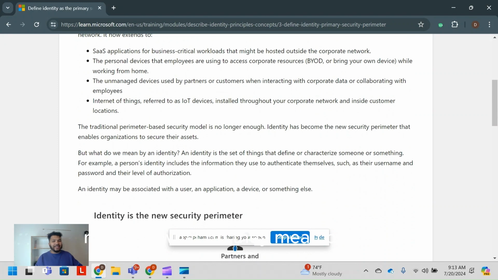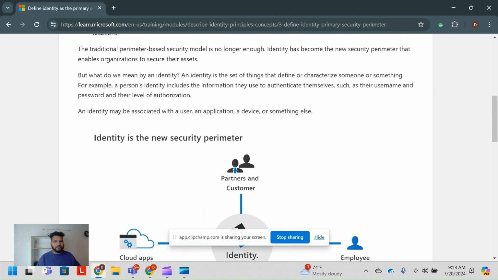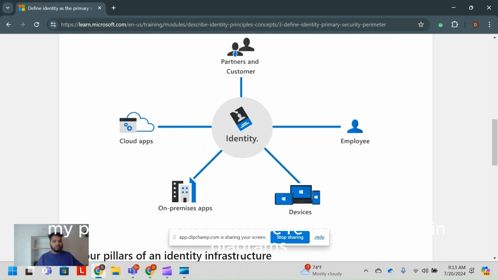But what do they mean by identity? An identity is a set of things that define or characterize someone or something. For example, a person's identity includes information they use to authenticate themselves, such as their username and password, and their level of authorization. An identity may be associated with a user, an application, a device, or something else. So we look at this from a perimeter. Remember, I said we're going to talk about diagrams again. With identity, you can get to cloud apps, on-premises devices, your employees, your partners and customers. Everything is an identity.